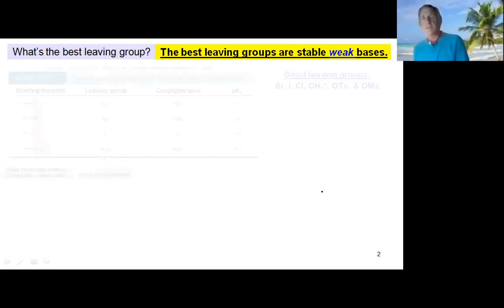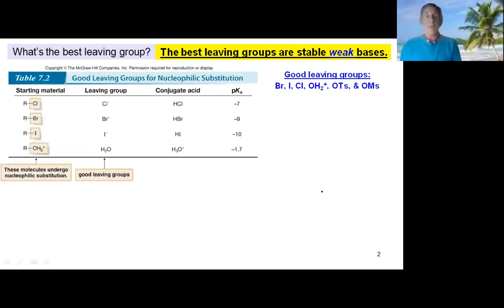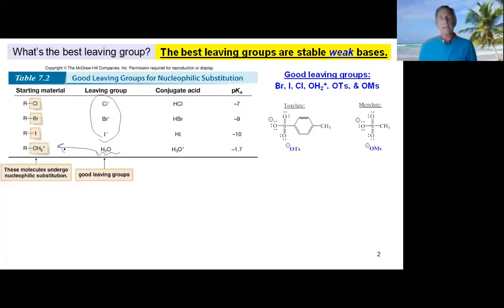So let's revisit some of the weak bases we've seen so far, and these shouldn't be surprises. So notice we have our halides here. These are all very stable weak bases, along with our water. And notice the water comes off of our protonated molecule. You can't have water on it to start with. Curious where that little guy comes from. We'll come back to that in a second. So these would be all really good leaving groups, as well as our mesylate and tosylate.